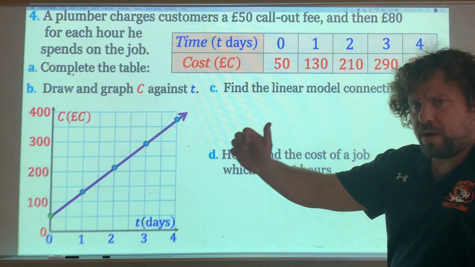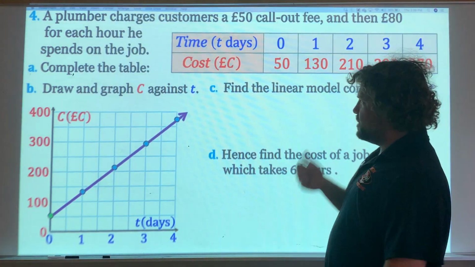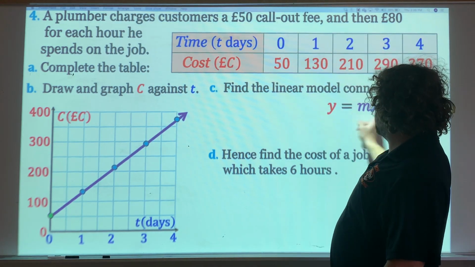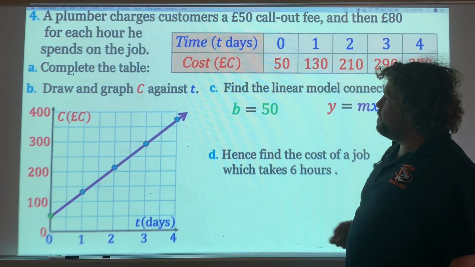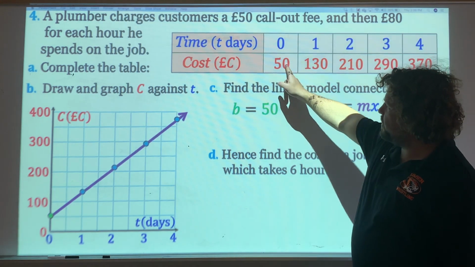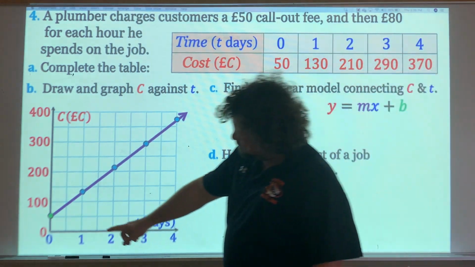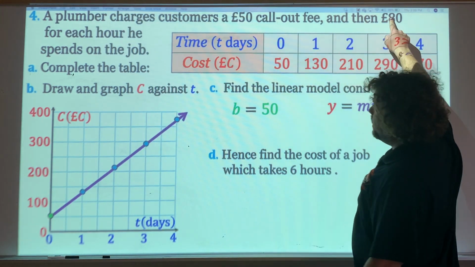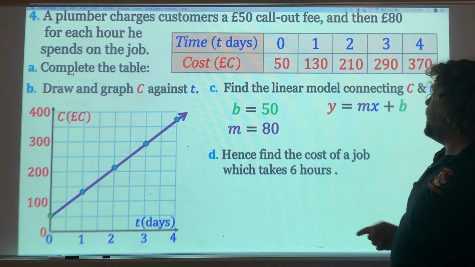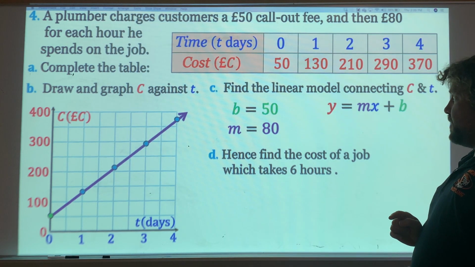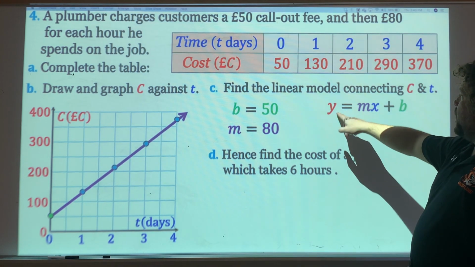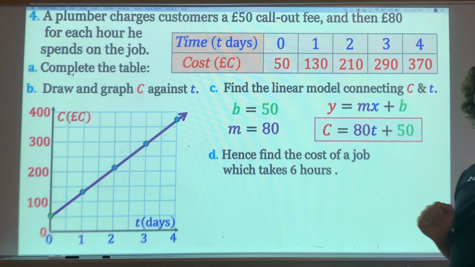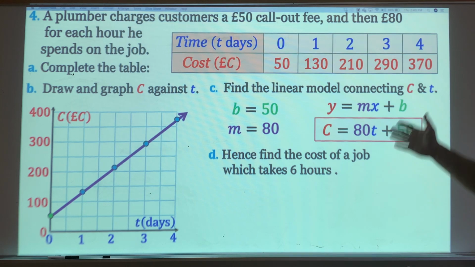So we need to know the gradient, and we need to know the C-intercept. First thing we can do is find the intercept. The intercept is y equals mx plus b, your call-out fee. How much was the call-out fee? $50. That was your initial amount, 50, 0. What's our gradient? Rise over run. Well, it tells us every hour it's $80. So y equals 80x plus 50. That's it.